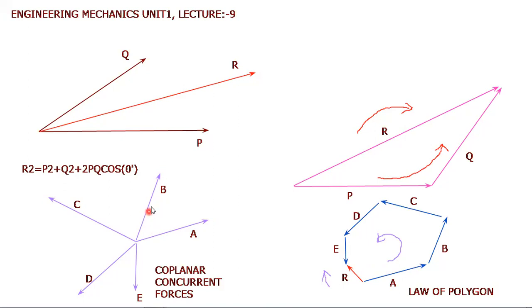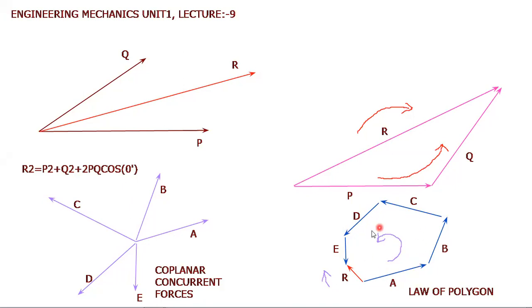Suppose that force B has a magnitude of 7 kilonewton, then here force B is plotted as 7 centimeter on the paper. Suppose that force C has a magnitude of 10 kilonewton. Here force C is plotted as 10 centimeter on paper. So on paper we are plotting these forces up to their dimension by taking some scale graphically.